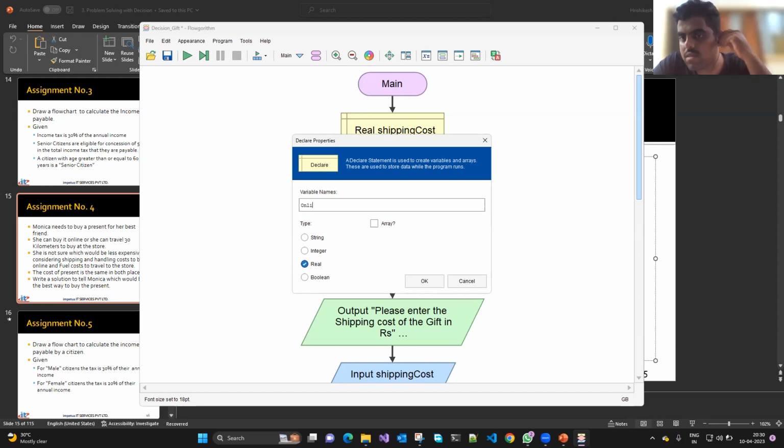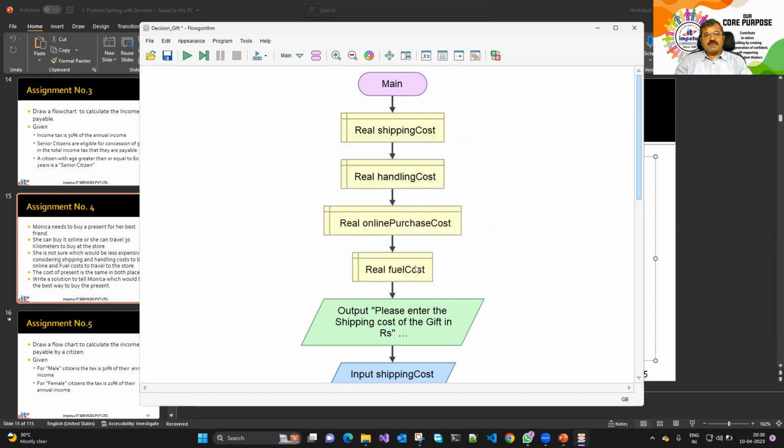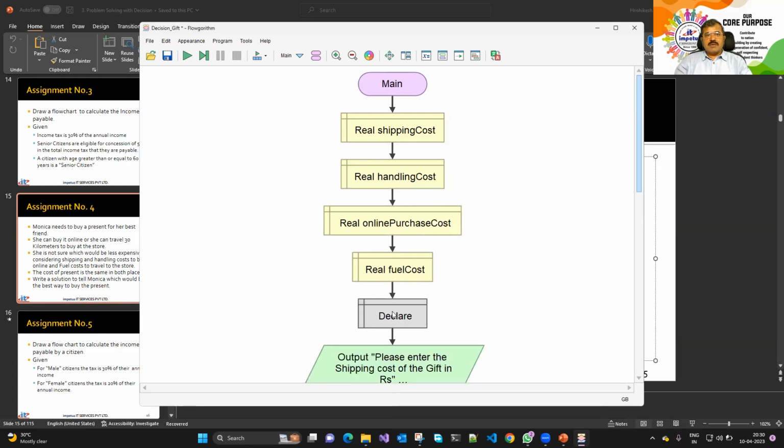Sir, so we have to calculate the fuel cost also. Yes. You have passed on that responsibility to the user. And when you develop an application, you should not pass any responsibility to the user. So there is an online purchase cost, and second could be offline purchase cost.